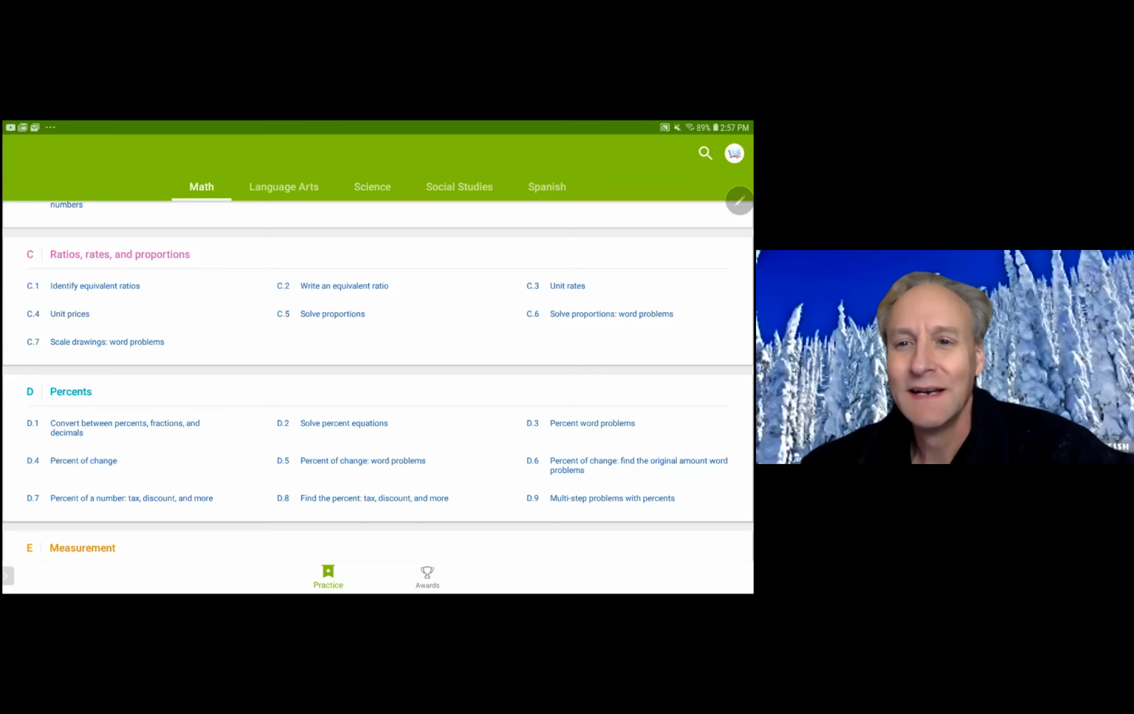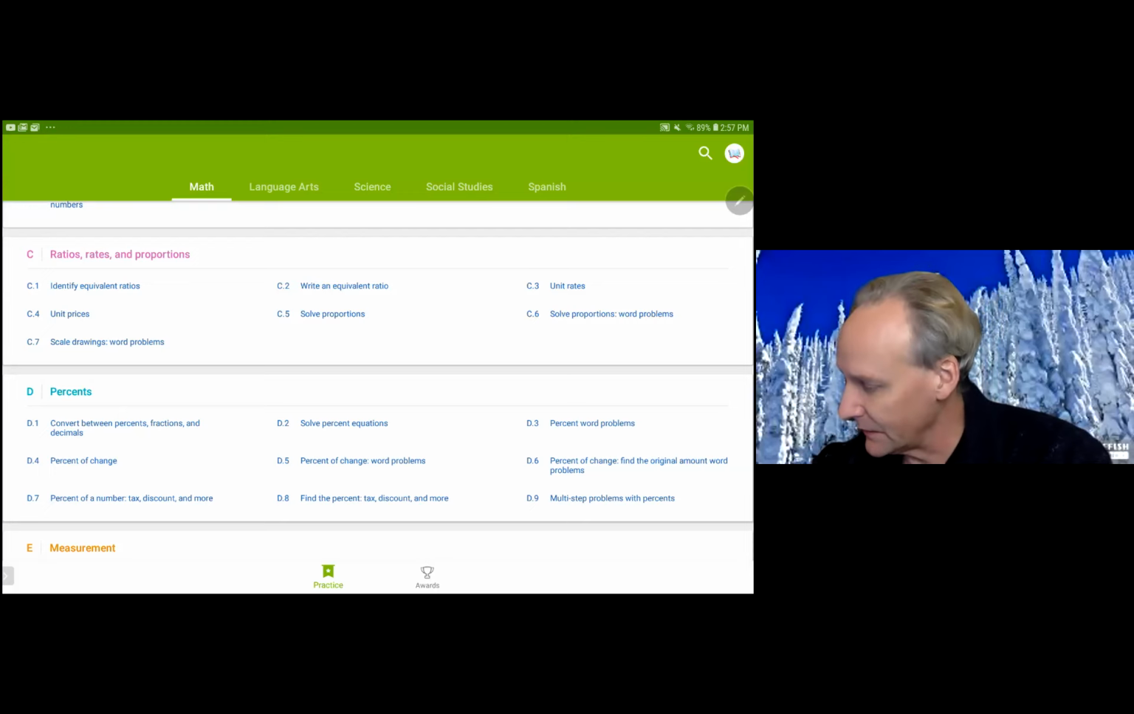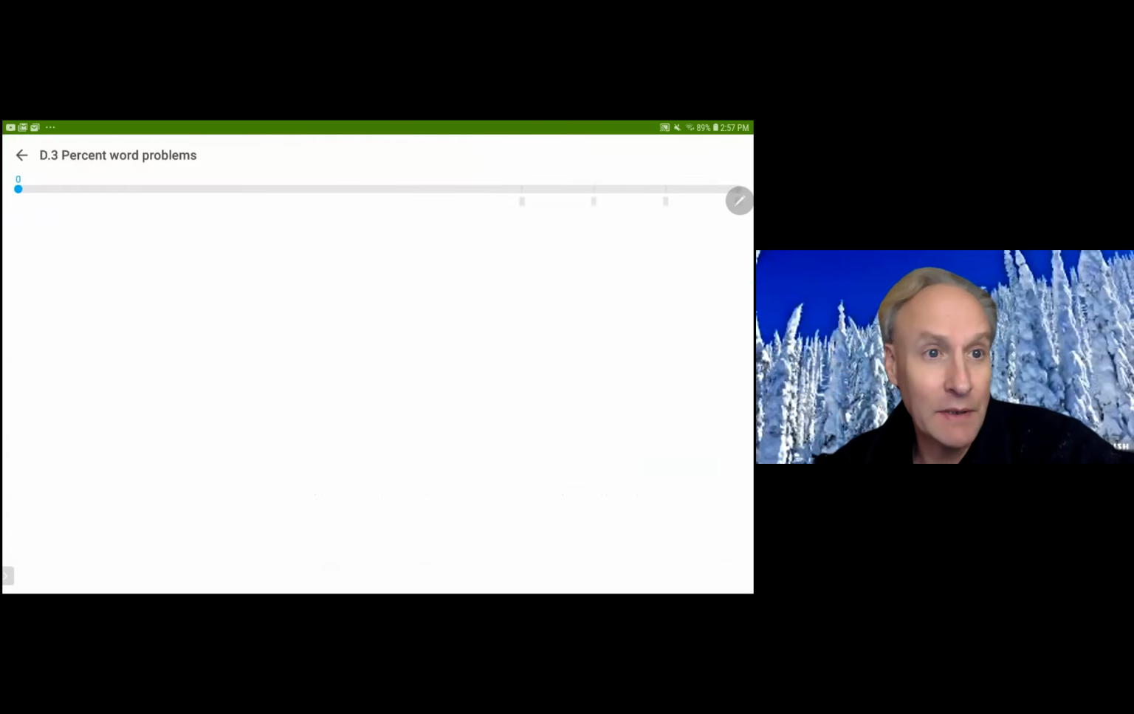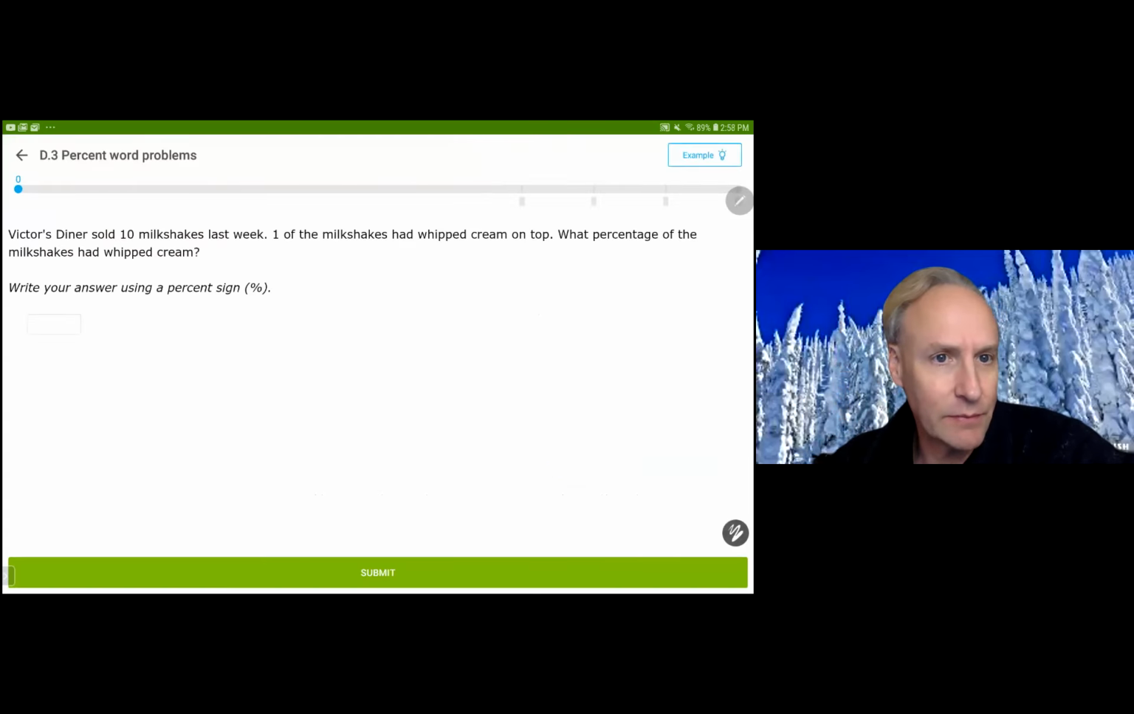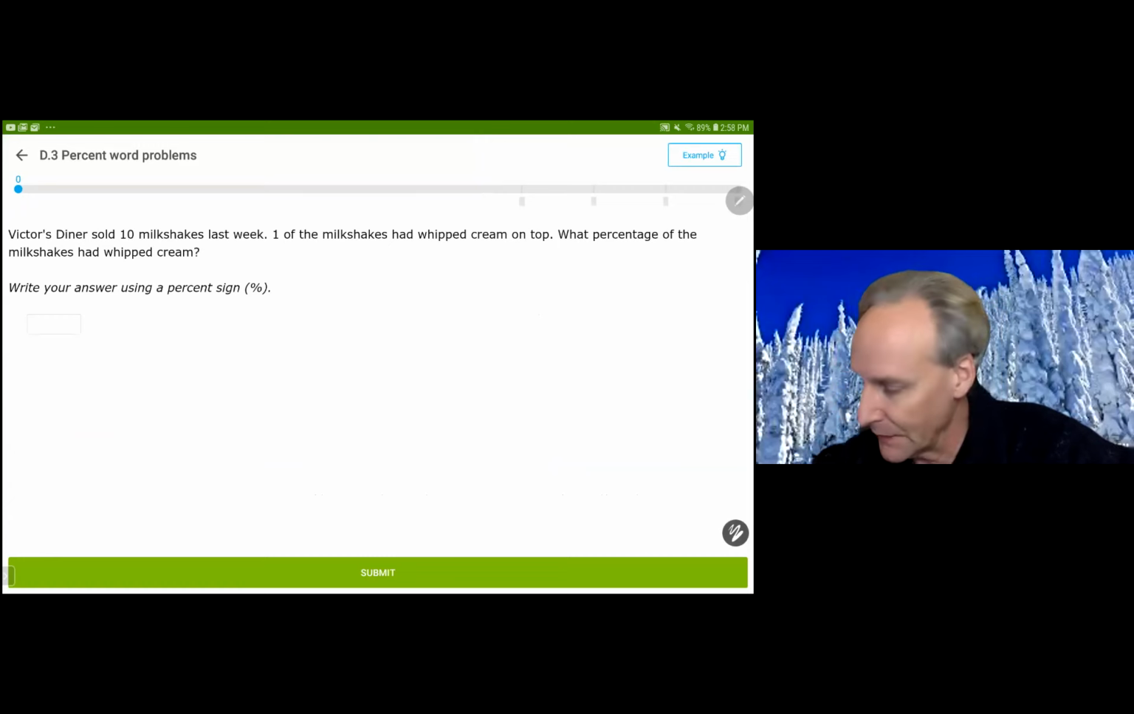Hi, everybody. I'm going to go ahead and jump back a little bit and go back to the percent word problems. This is percent, section D, and I don't think I've done percent word problems. So I'm going to go ahead and grab those and take a look at them. Hopefully I won't need the calculator, but I'll keep it handy just in case.